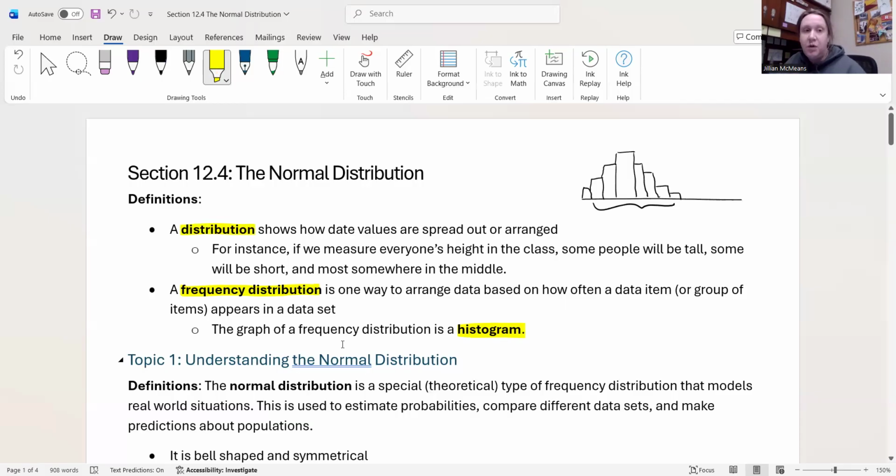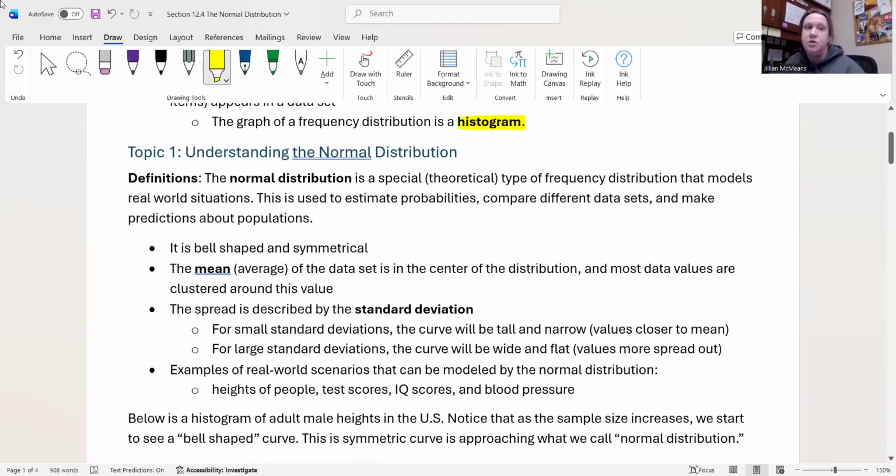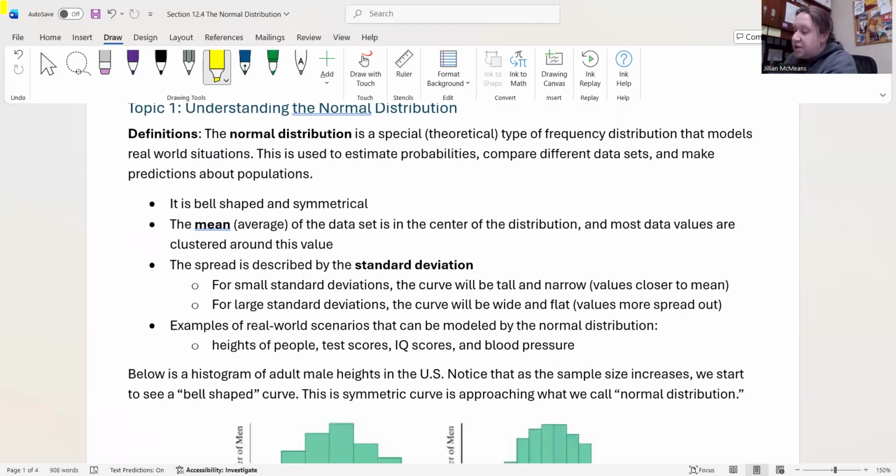For topic one, we have understanding the normal distribution. For the definition, it says the normal distribution is a special and theoretical type of distribution. You have to understand that this is what we would assume would happen in some theoretical situation. So the normal distribution is a special theoretical type of frequency distribution that models real world situations. This is used to estimate probabilities, compare different data sets, and make predictions about populations. Remember, if the normal distribution is a special type of frequency distribution, then we would be looking at basically a special type of histogram.